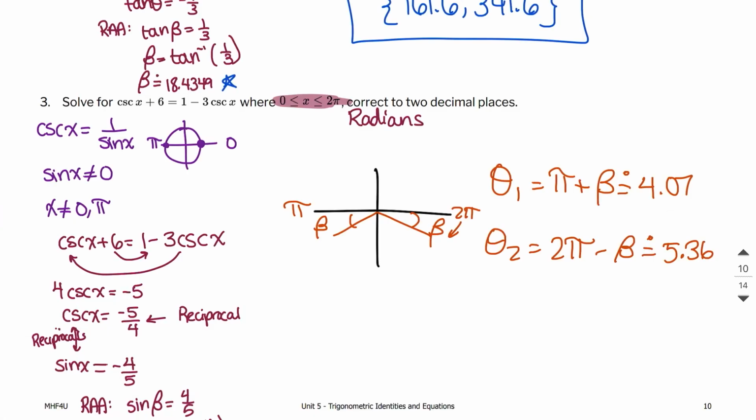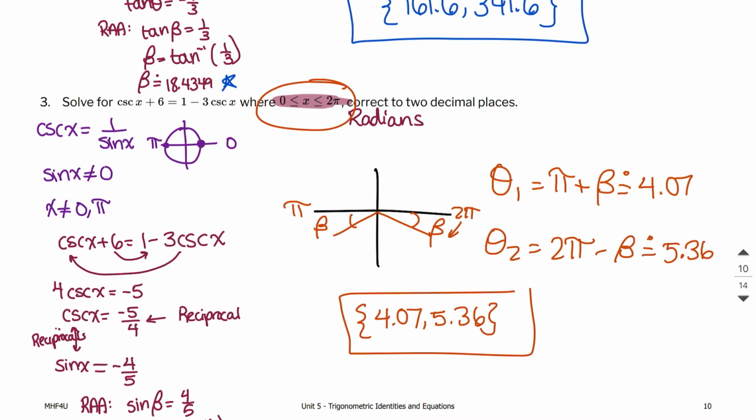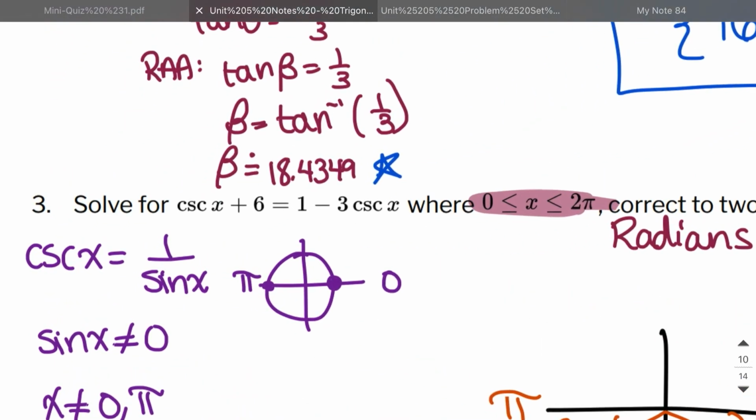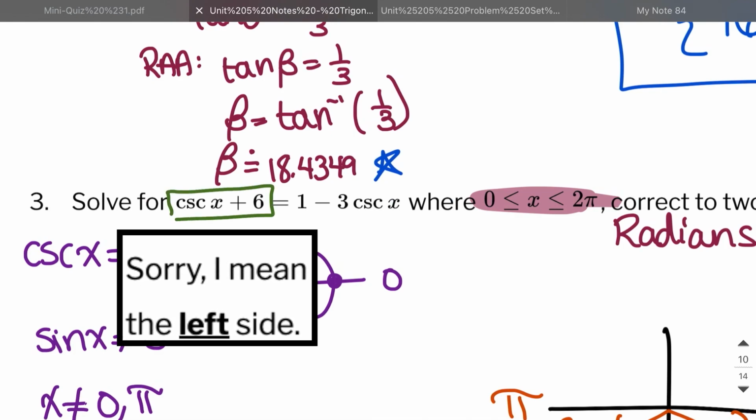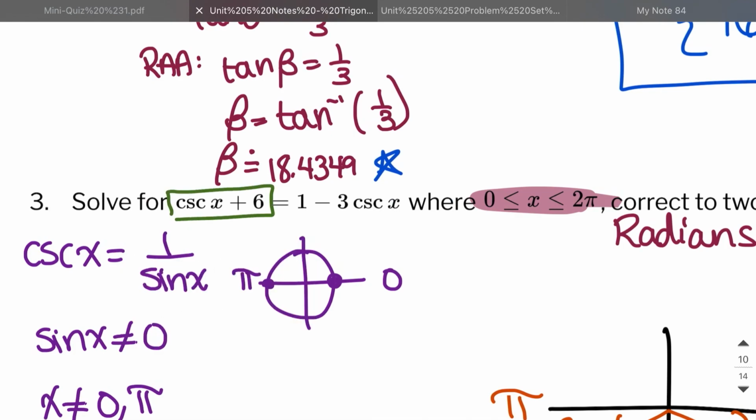So that means that my two solutions would be 4.07 and 5.36, because again, I only have to go through and do one rotation around the coordinate plane. I want to show you how to double check to make sure that this is right. So for starters, the right side of my equation is going to be my first line in Desmos, y equals cosecant x plus 6.